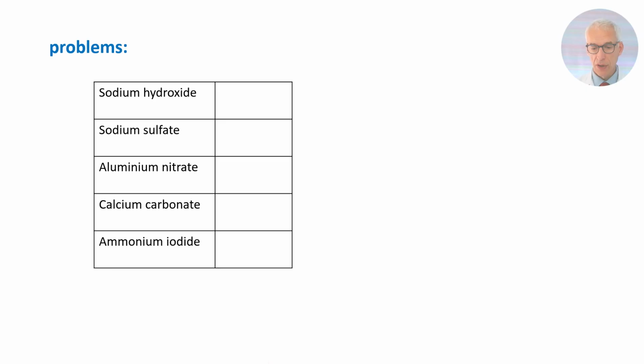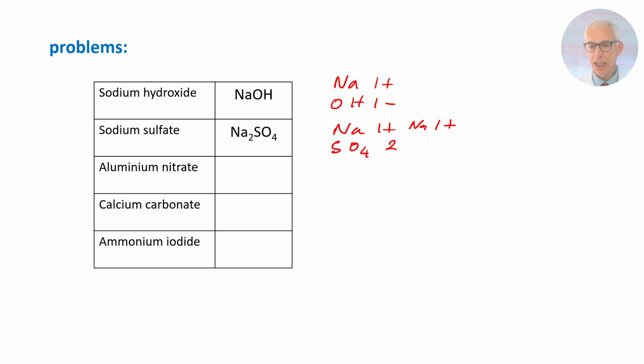Okay, so let's go through one by one. Sodium hydroxide, well, easy one. Sodium is a 1 plus ion. Hydroxide is, of course, a 1 minus according to the table on the previous slide. So one of each will sum to 0. Sodium sulfate, well, we've got 2 sodiums at 1 plus. So we need 1 sulfate because sulfate is a 2 minus ion, SO4 2 minus. So you'll see that sums to 0.